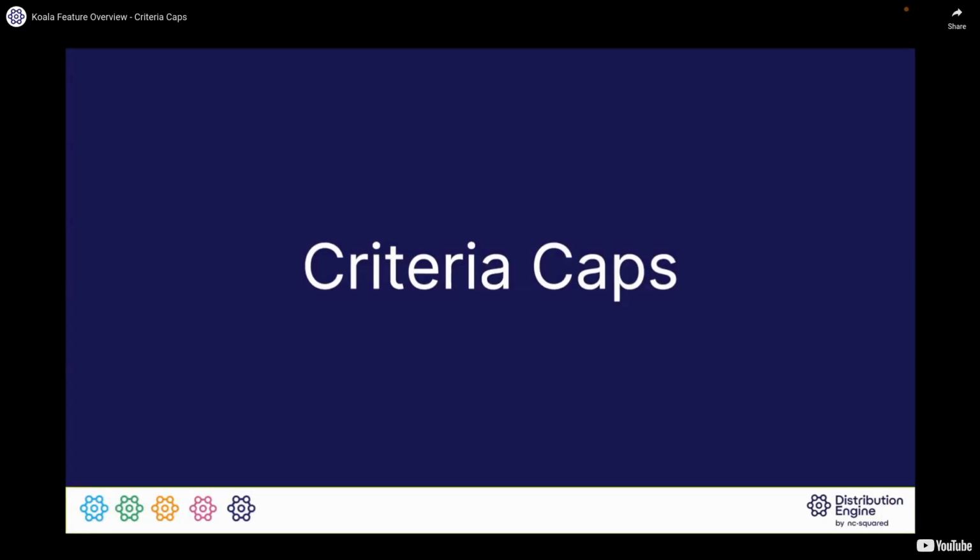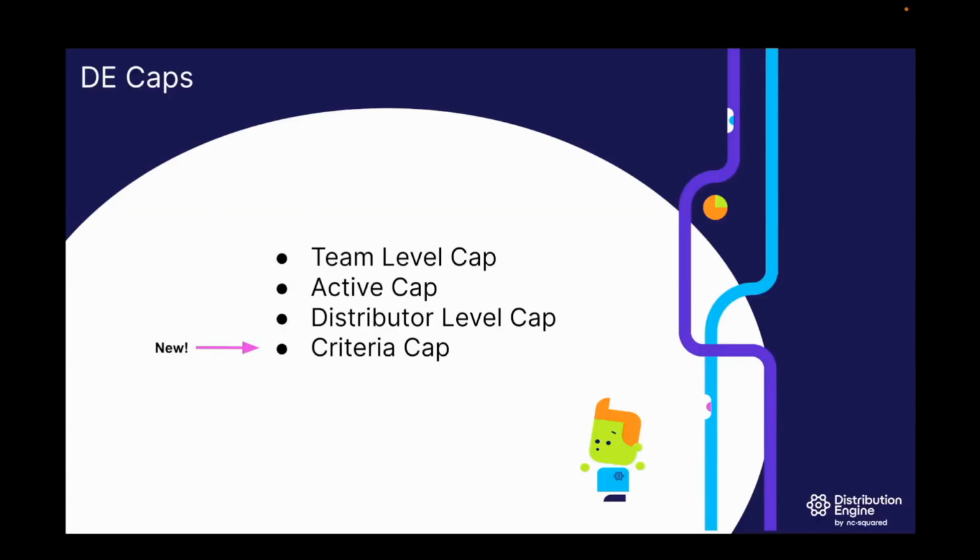First, let's look at caps as they exist before Koala, and then we will look at the new features introduced in Koala that will give you even more flexibility. Ensuring fair and manageable workloads manually can be difficult. Assigning a large volume of leads to the rep all at once can be overwhelming and make it difficult for the rep to prioritize their own work.